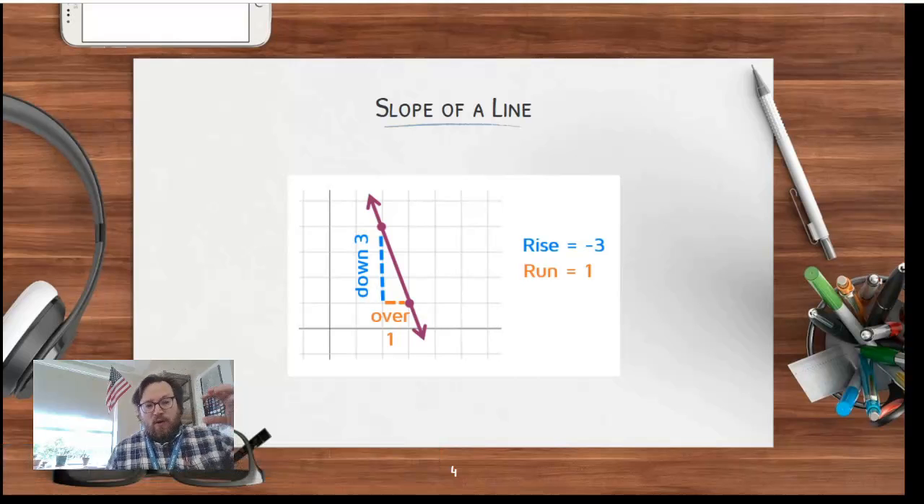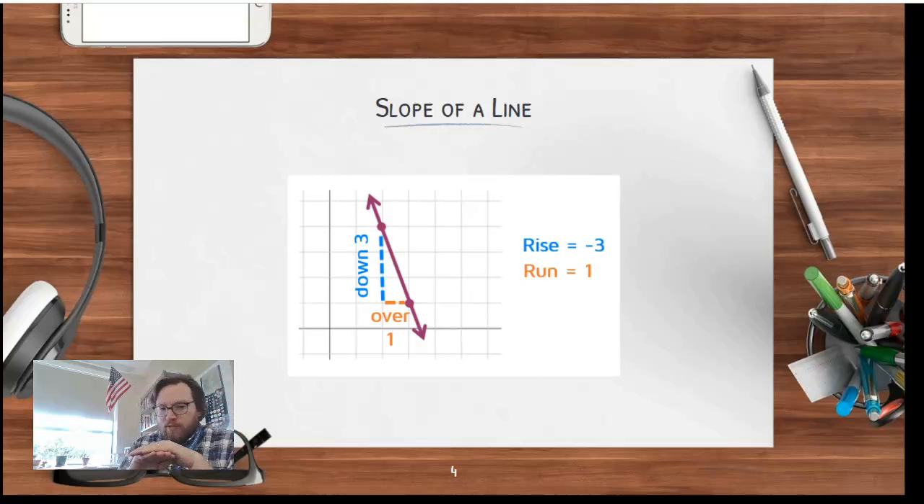We pick these 2 points. It's also best to pick points that line up exactly on one of the grid markers, so it's a nice whole number. But anyway, you start from the point on the left. From that point, you count down 3, so that's going to be -3, and over 1. You're always going left to right.